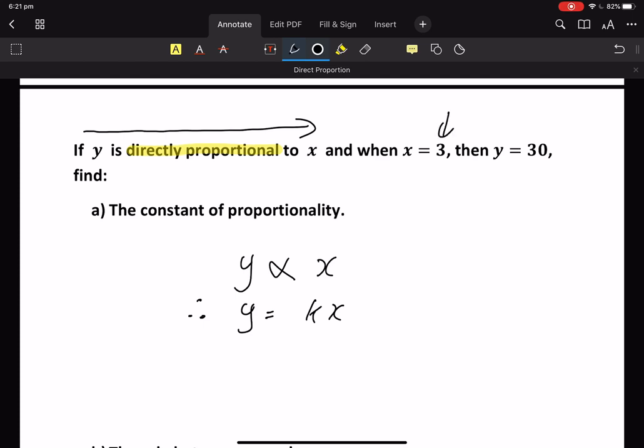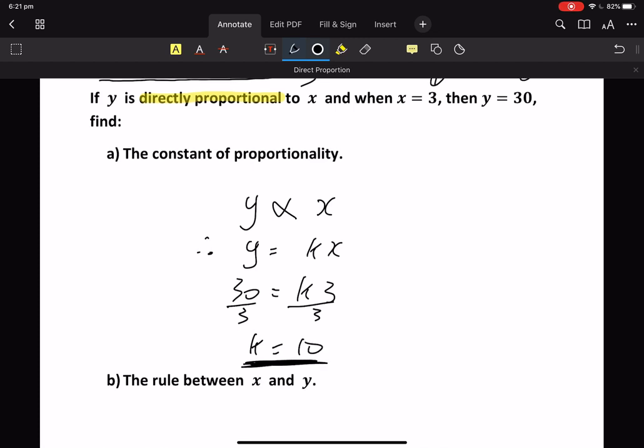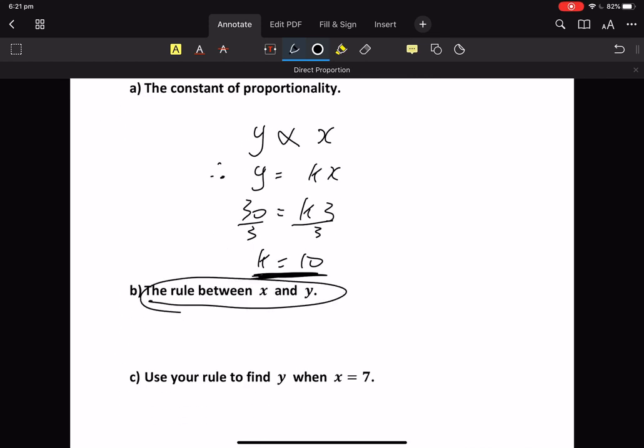When x is 3, so I'm going to make x 3, y is 30. So I'm going to use substitution, and my task is to find out what k is, because k is this constant of proportionality. So to find k, I need to divide by 3, and here k equals 10. So what's my constant of proportionality? 10. I'm going to use that constant of proportionality to find the rule between x and y.